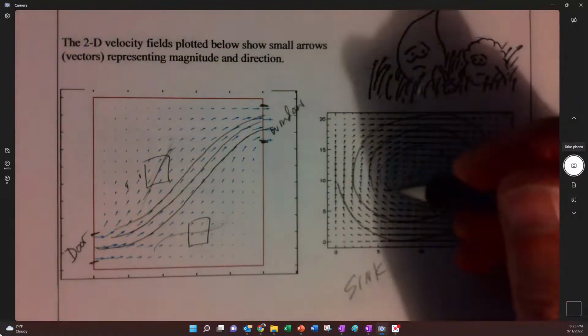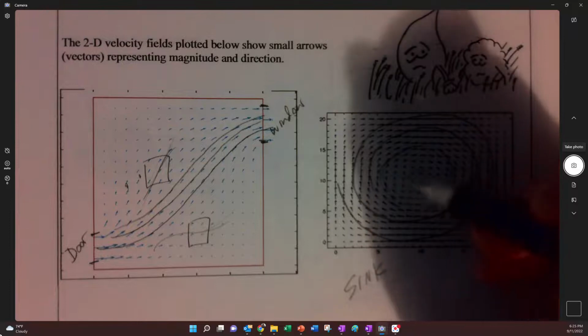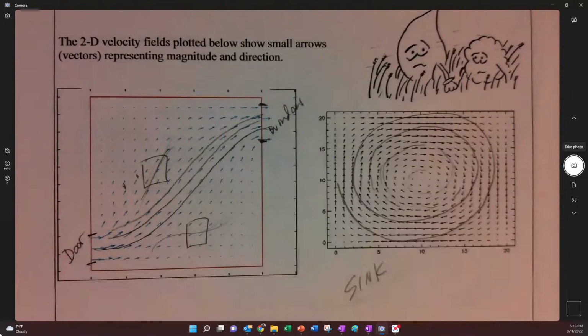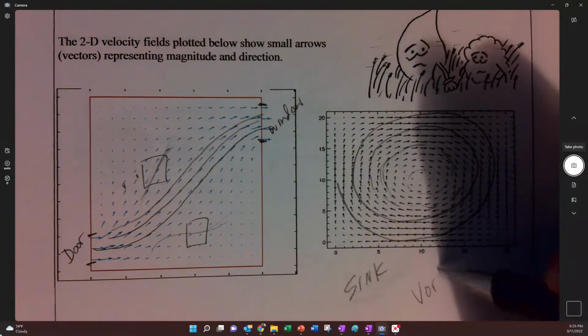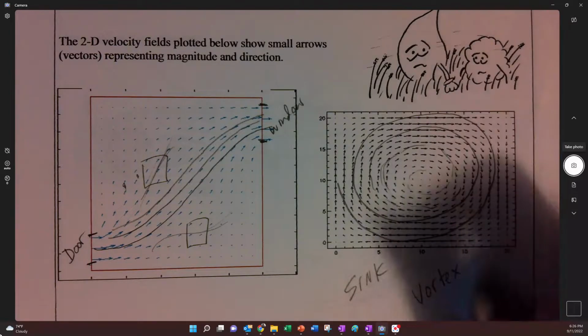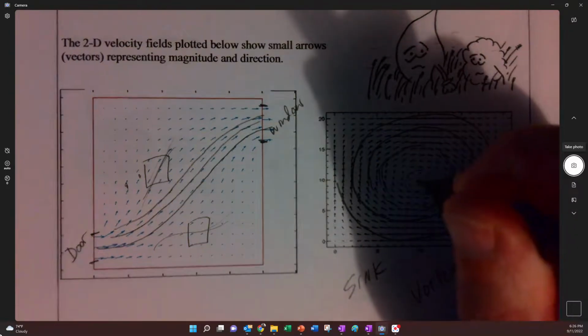As long as this is a steady operation, that is, that this snapshot will remain true all the time, that's going to be steady flow. And by the way, this is the concept of the vortex, right? A vortex, right? That this is going to be like a sink that things are coming through.